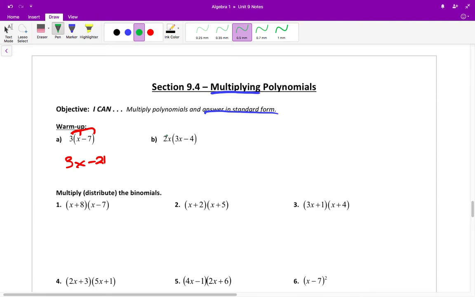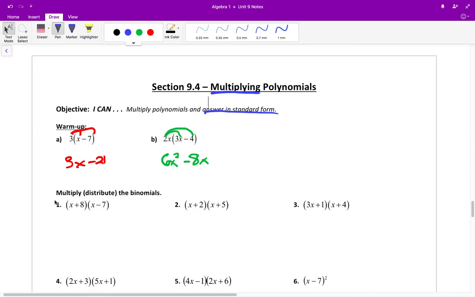So you're distributing 2x. Now, you need to be careful. Numbers multiply with numbers, variables with variables. So 2 multiplied by 3 is 6, x multiplied by x is x squared. And then go ahead and distribute the second time here. So take 2x multiplied by negative 4. 2 multiplied by negative 4 is negative 8. And then even though x has nothing to multiply with, you need to leave it there and leave it as 6x squared minus 8x.